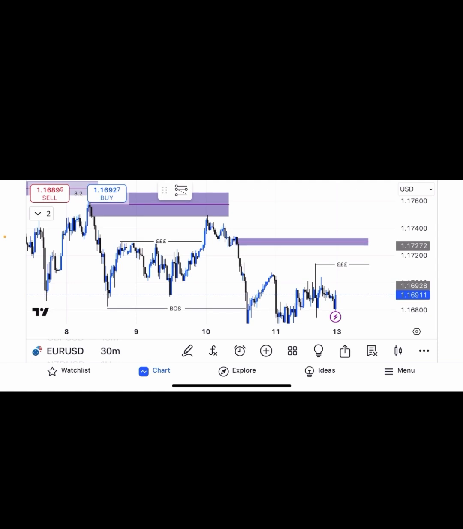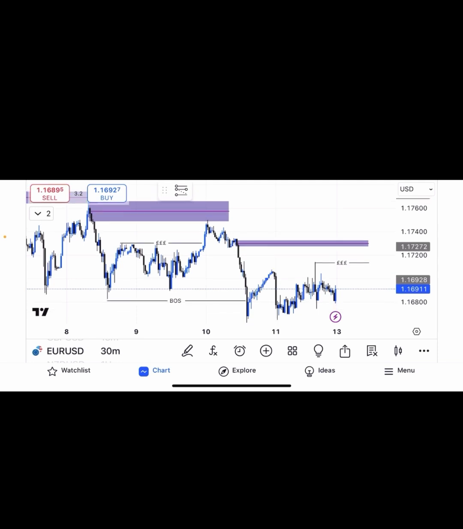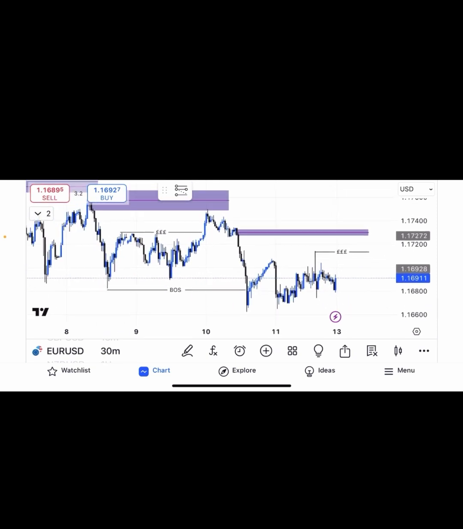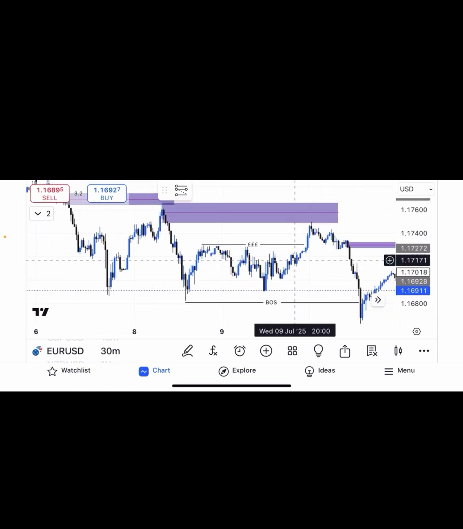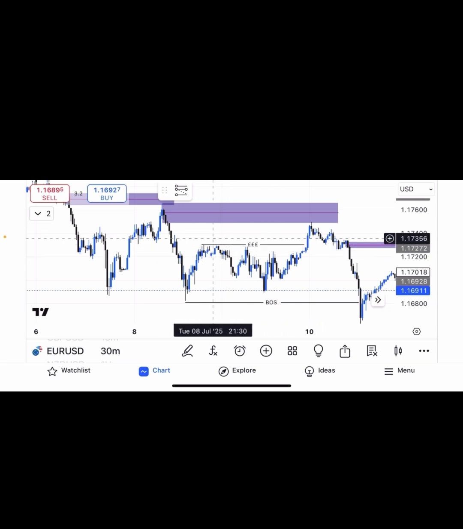Structural SMC is just all about having a structural liquidity, or others call it inducement, close to your POI, your order block. Here, price formed a liquidity pool close to your POI, your block, your zone here.